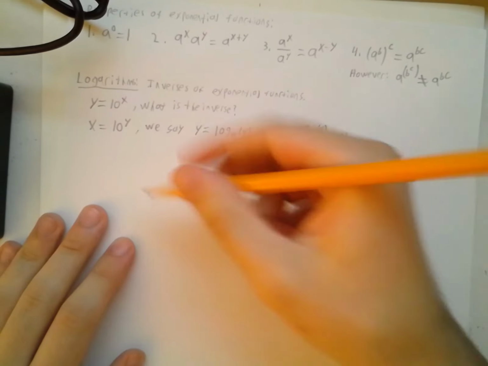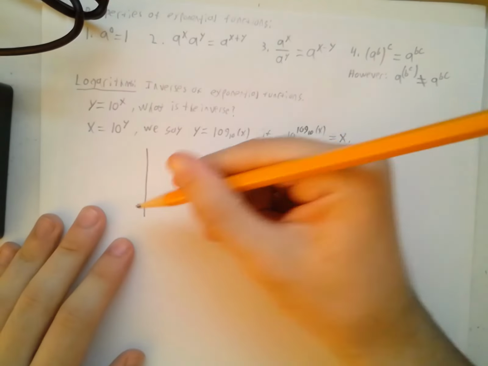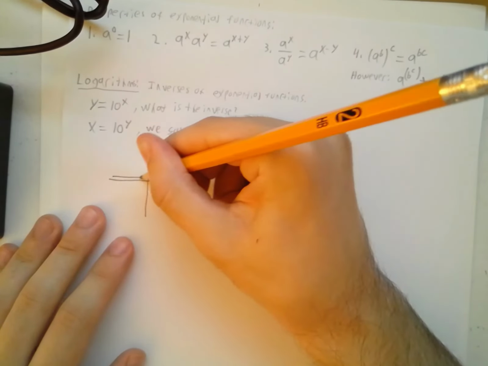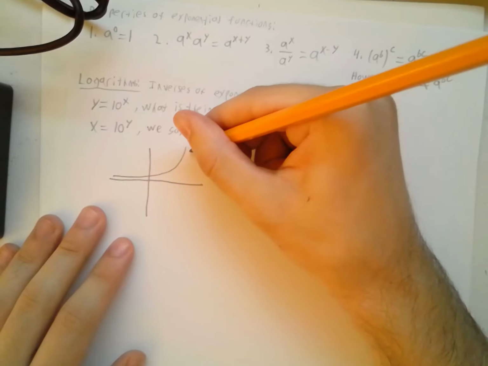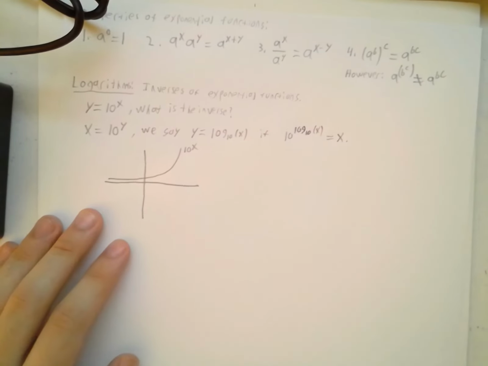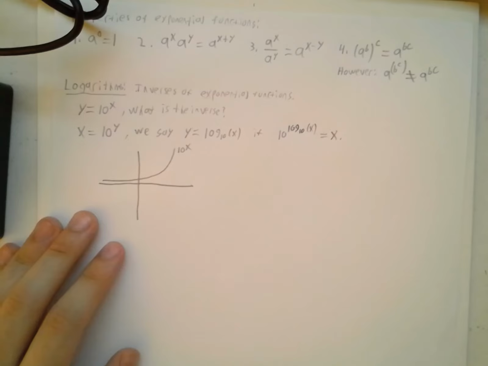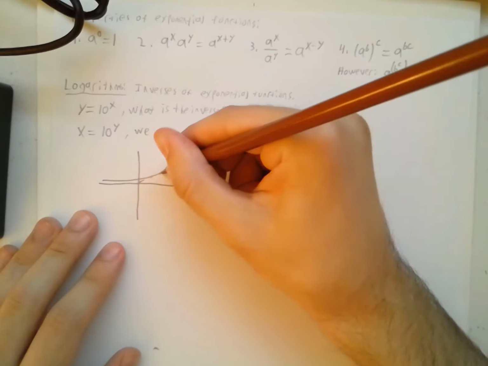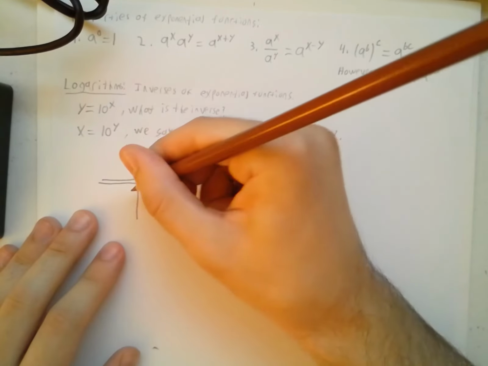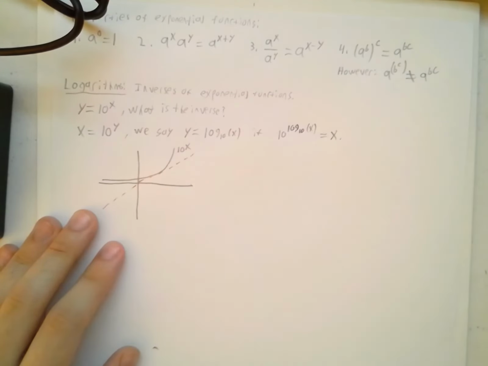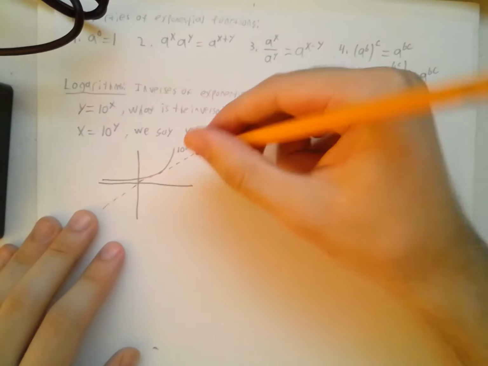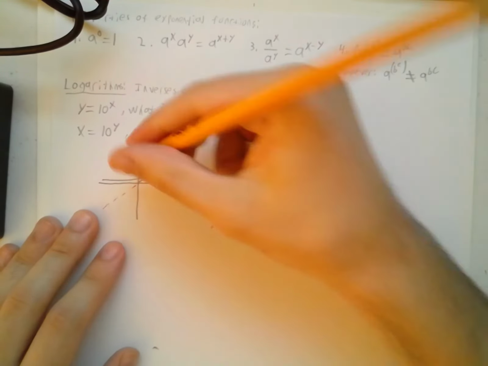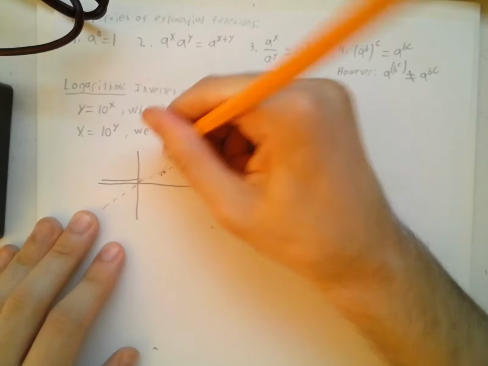So we know that 10 to the x looks something like this. And so if we draw in our line y equals x, this is not the greatest drawn figure ever. It shouldn't actually hit this line. So it should be more like something like this.